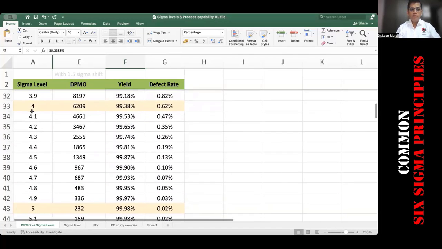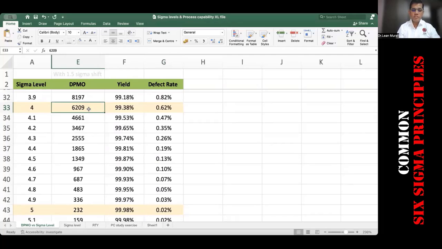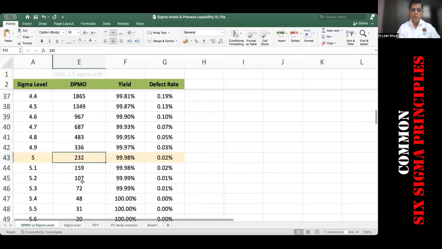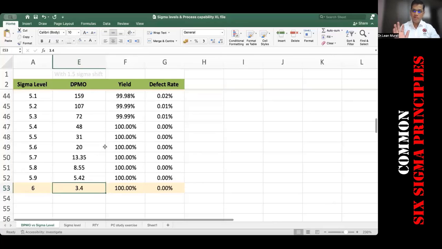For example, if it is 4 sigma level, it is 99.38% yield with a defect rate of 0.62%. Okay, 100 minus 99.38. If it is 5 sigma level, look at how drastically it drops from 6209 to 232. And if it goes to 6 sigma level, it drops to 3.4. Can you see an exponential drop in the defects when you increase the sigma level? Type yes in the chat box. As of now, don't worry about how this table was calculated. We don't want to become mathematicians now.